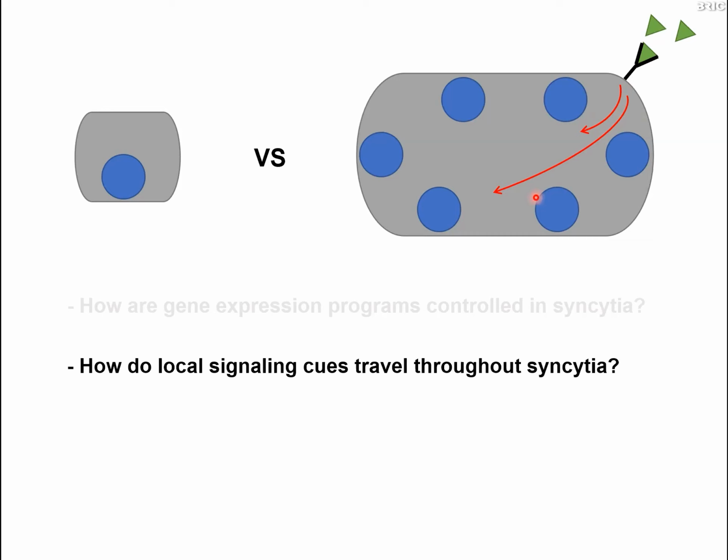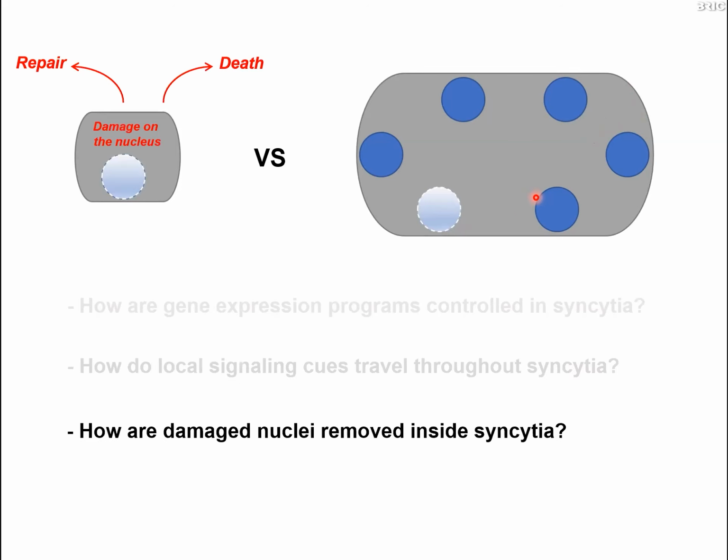Now, syncytial cells also face a unique problem of nuclear homeostasis. So in mononuclear cells, when you have damage on the nucleus or on the DNA, there are basically two choices for these cells.